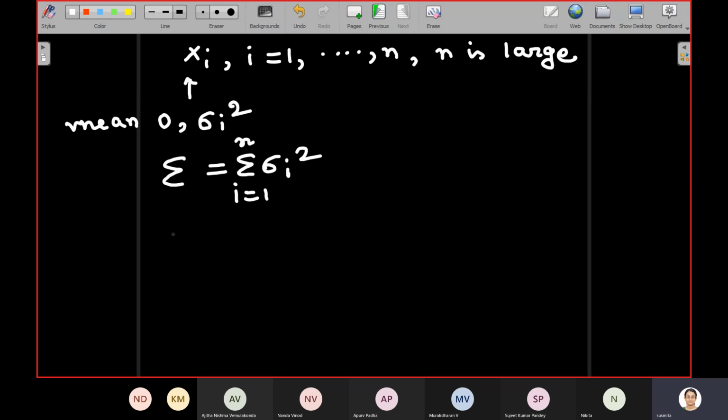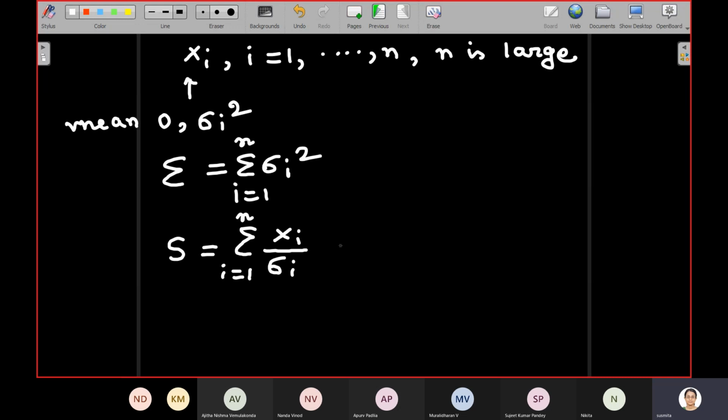Now we calculate the sum of the individual random variables. So let's call that. Now we go one step forward and sum this: each random variable is divided by its corresponding standard deviation, and then they are summed from i equal to 1 to n.